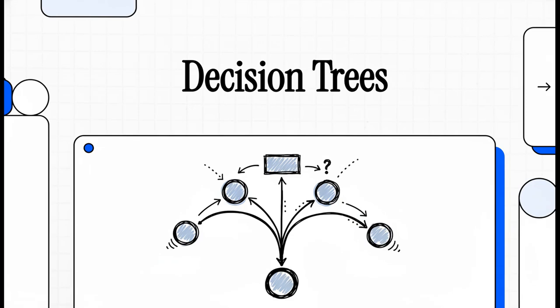All right, let's dive into one of the most intuitive and powerful models in all of machine learning, the decision tree. Now, these are the building blocks for some of the most advanced AIs out there, but here's the best part. You already know exactly how they work, even if you don't know you know it yet.